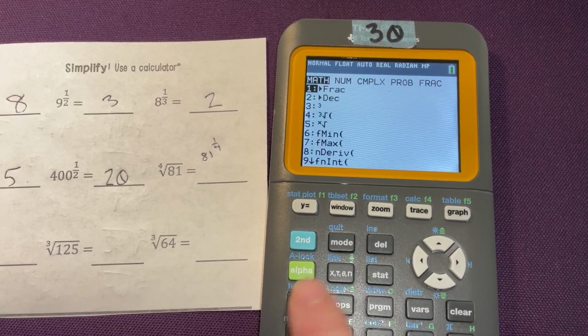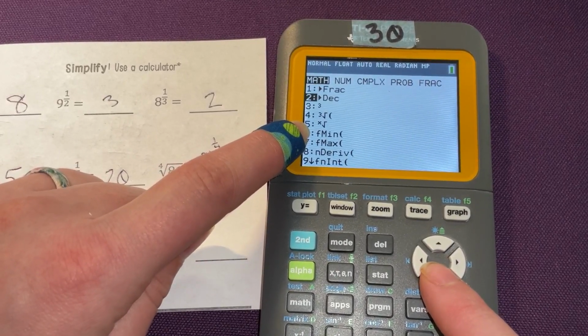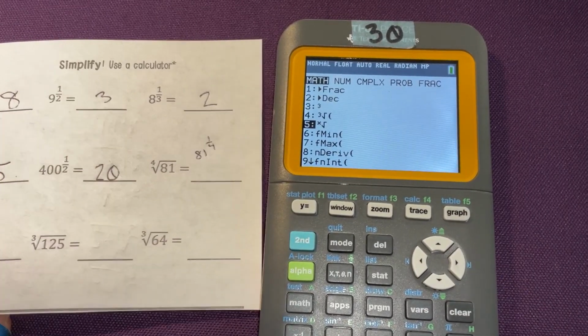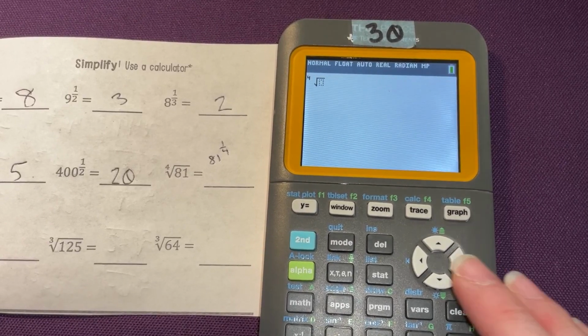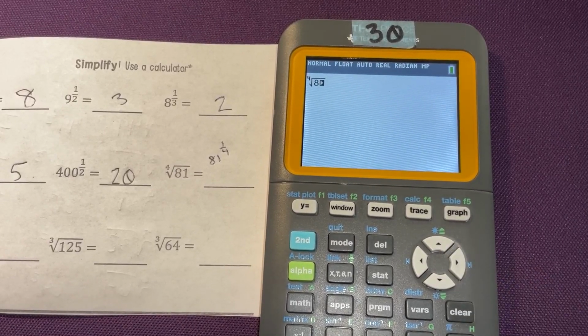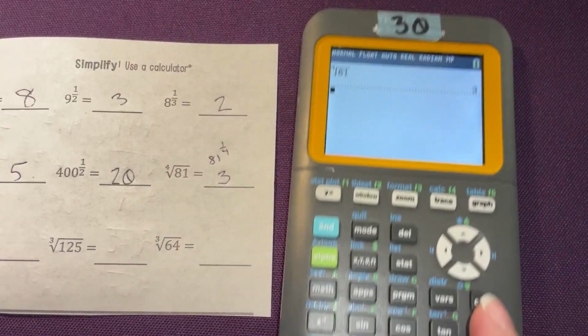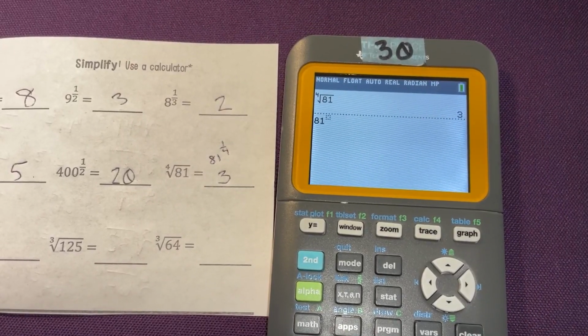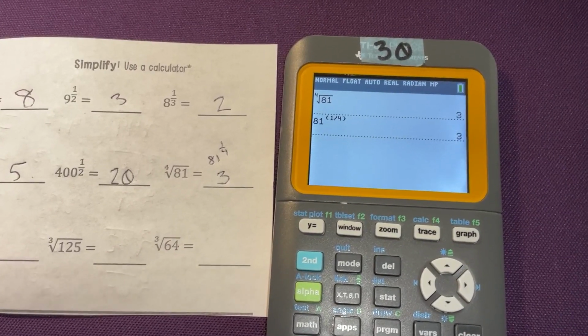your calculator. Hit the math button, go down to number 5 here where it's got an X for that nth root number. And you put a 4, and then I scoot over, type in my 81, and I get 3. And I would get 3 even if I did 81 to the 1/4. Either of those are fine.